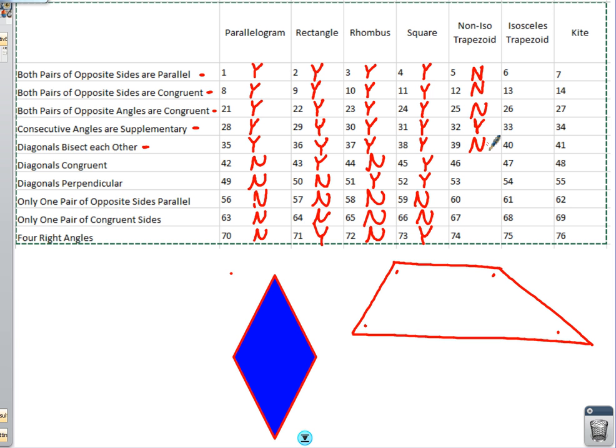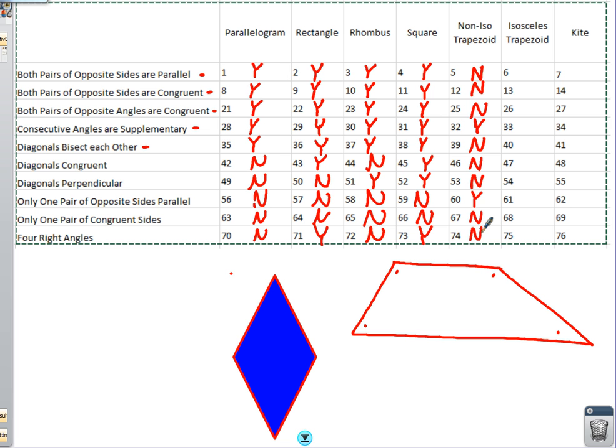The diagonals bisect each other, no. Diagonals are congruent, no. Unless it's, we'll get to it in a second. Diagonals perpendicular, no. Only 1 pair of opposite sides that are parallel, yes. Only 1 pair of congruent sides, no. 4 right angles, no.